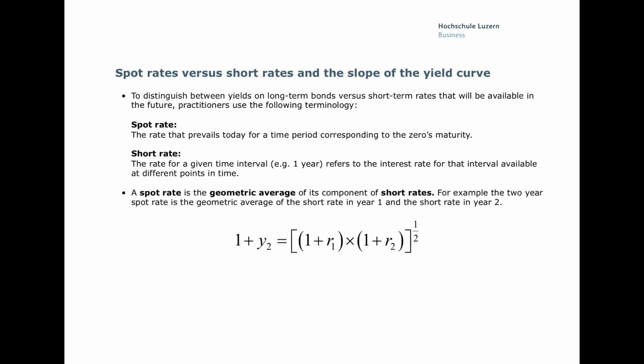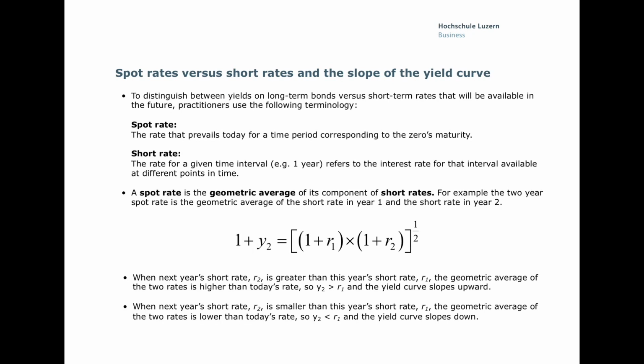From the no arbitrage condition, it follows that the spot rate is a geometric average of its component short rates. For example, the 2-year spot rate is a geometric average of short rates. To illustrate this by example, the 2-year spot rate is a geometric average of the short rate in year 1 and the short rate in year 2.